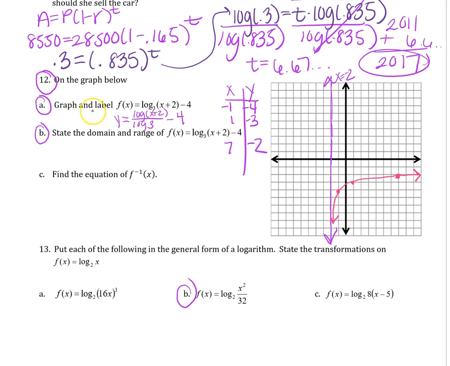Okay, now according to my directions, it wants me to label it. So I'll call this log base 3 of x plus 2 minus 4, and that was f of x. Okay, so it's graphed, it's labeled.